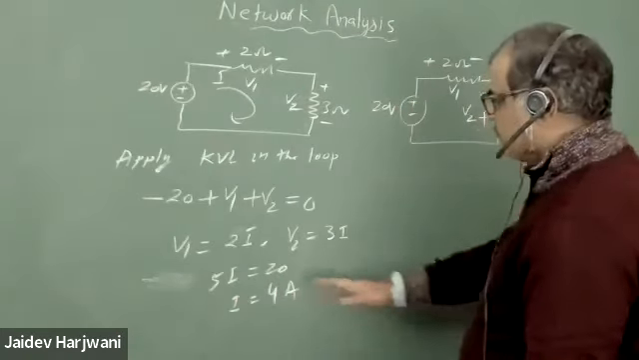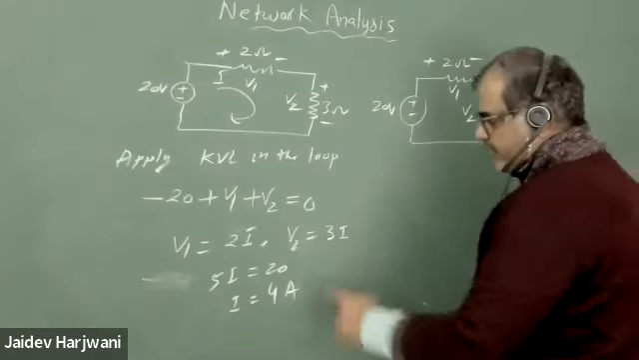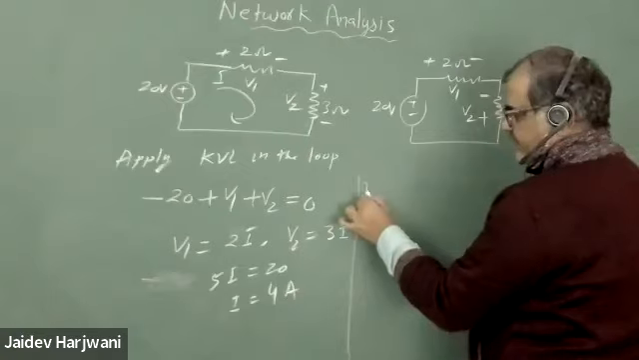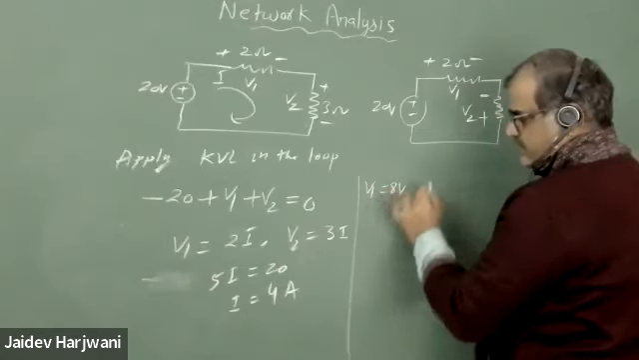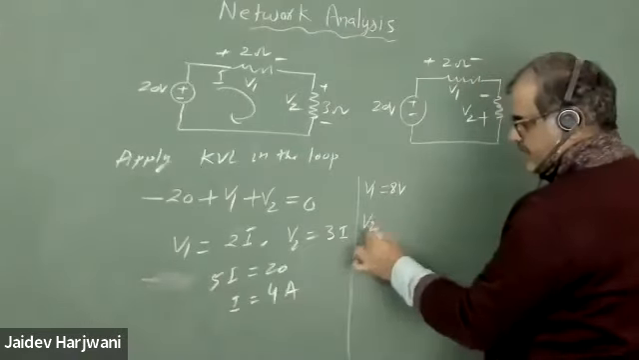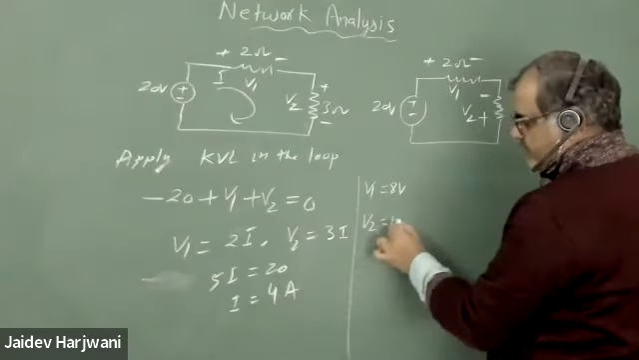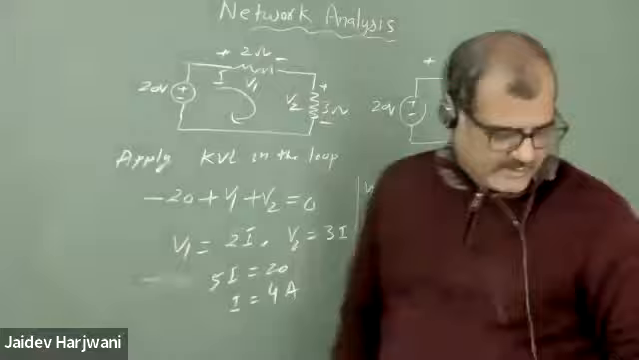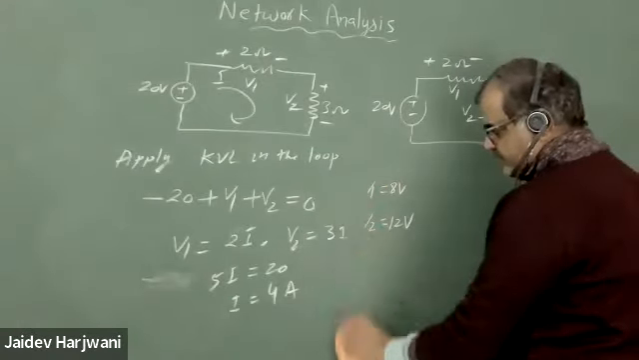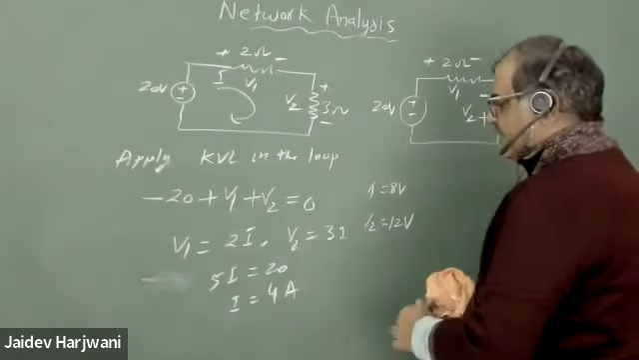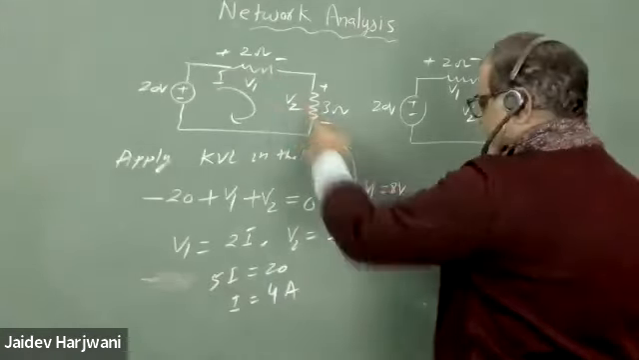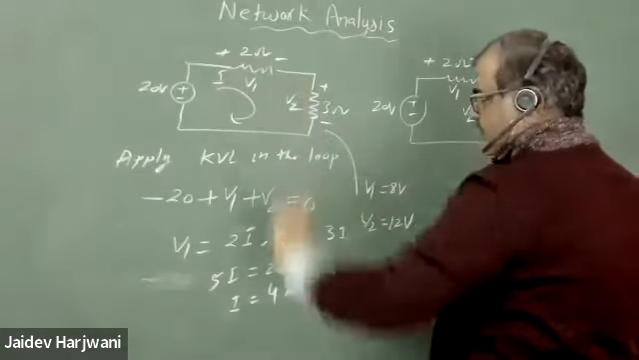Now you have I equals 4 ampere, so you automatically know what V1 is. V1 will be 8 volts. And V2 will be 4 into 3, 12 volts, isn't it? So we have a total of 20 volts, and this voltage is dividing here. 8 volt in this one, and the remaining 12 is here. Total 20 volts is dividing.